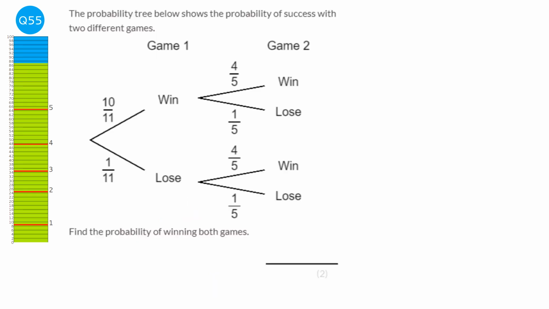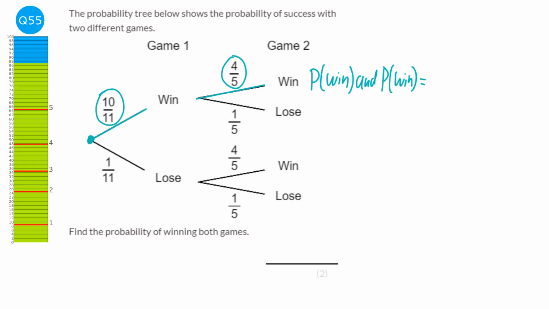To start these questions, we always start here and we go down the lines. So it says probability of winning both games. So we're going to go up this one and we're going to pass this fraction here. And then we're going to win the second game. So we're going to go up this one and cross this fraction here. Now the bit at the end will show us the probability of winning game 1 and the probability of winning game 2.